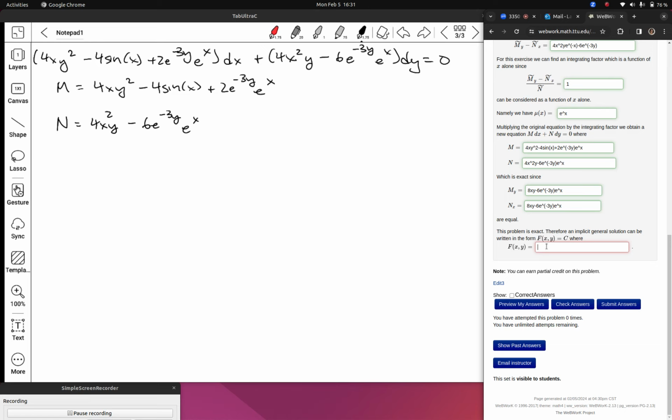So we're going to solve some f equal to c, where f is the integral of M with respect to x, except maybe there's some unknown g of y in it. And our M is 4xy squared minus 4 sine of x plus 2e to minus 3y e to x. We're integrating all that with respect to x. And then there's that unknown g of y, our unknown constant as far as x is concerned.